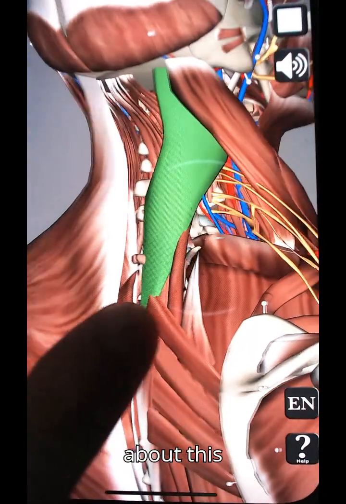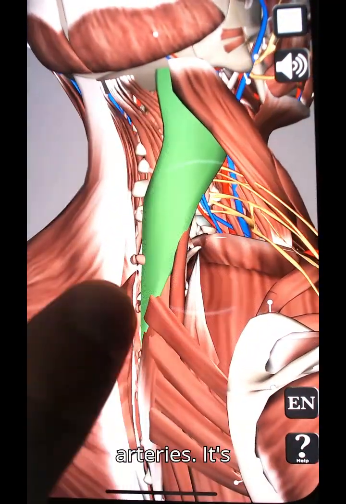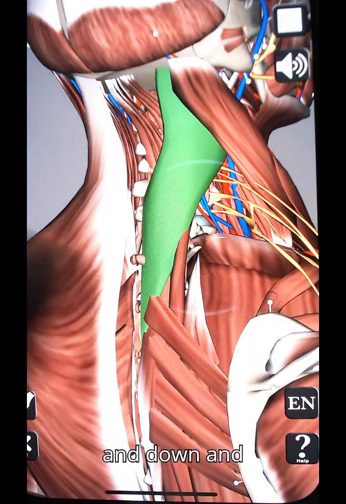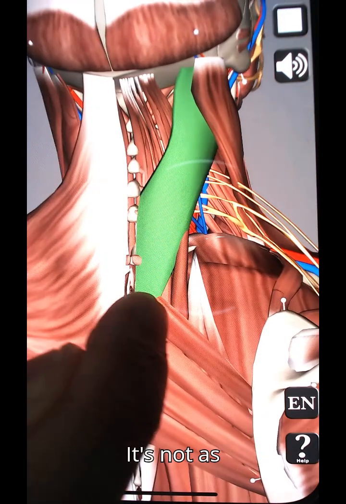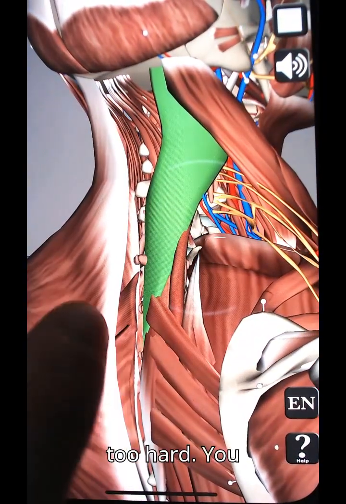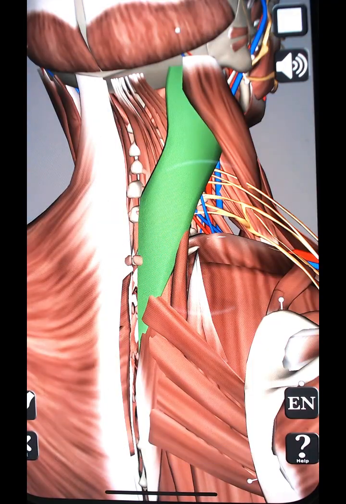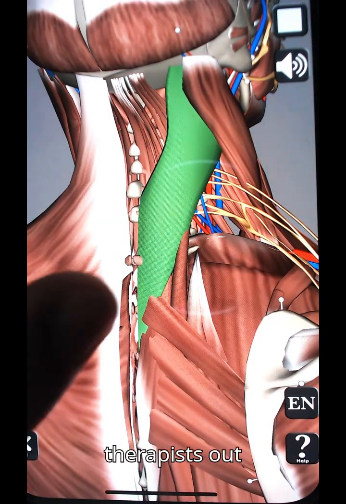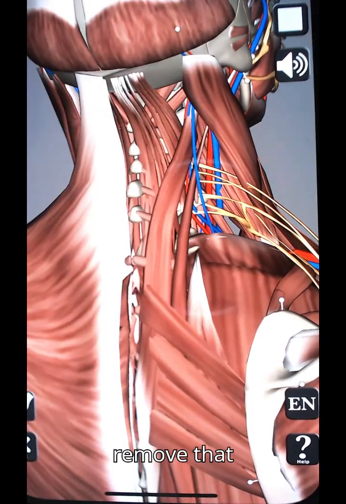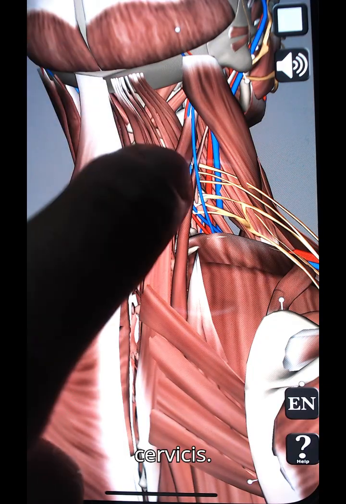What's good about this one, not near a lot of neurological supply or arteries. It's a good muscle that you could run from here up to the neck and down and not cause too much pain. It's not as deep. It's not a deep muscle, right? So you don't need to push too hard. You actually just need to follow it. And that's my greatest massage tip to all massage therapists out there. Start at the origin, go to the insertion. We're going to remove that muscle and we're going to go to the splenius cervicis.